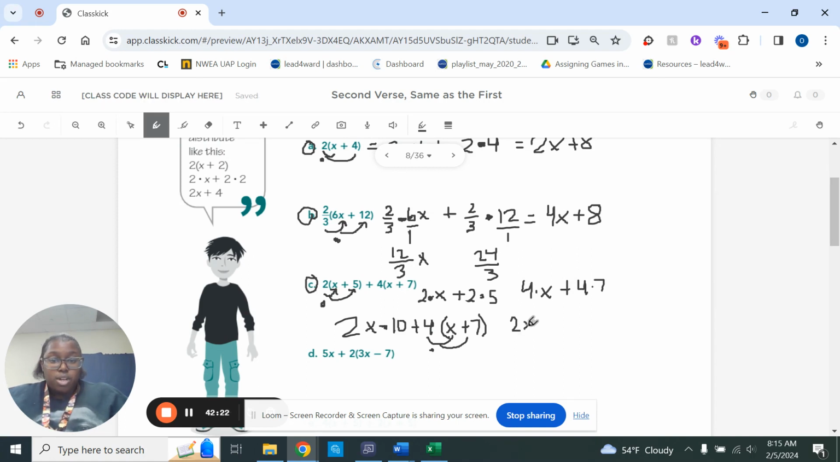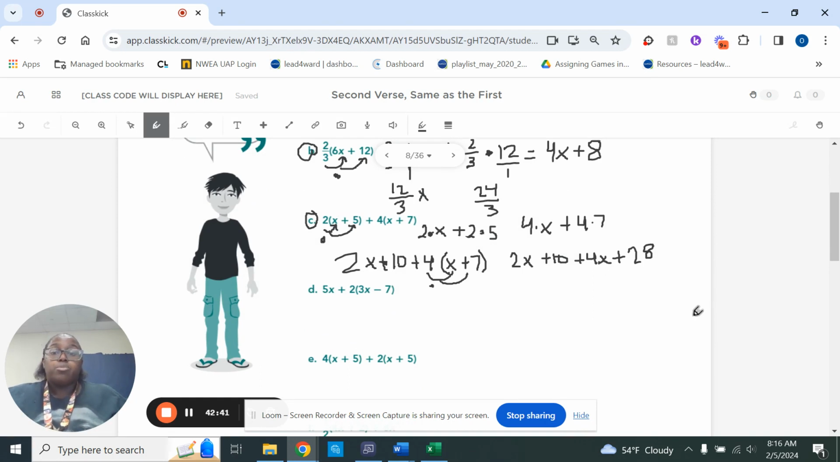So that gives me 2x plus 10 plus 4x plus 28. And while you think I'm done, remember we are supposed to combine like terms to simplify these as small as possible. So I have an x to the exponent of 1, an x to the exponent of 1, and I have a constant and a constant. So 2x plus 4x gives me 6x, and then 10 plus 28 gives me 38. And that is it for that.